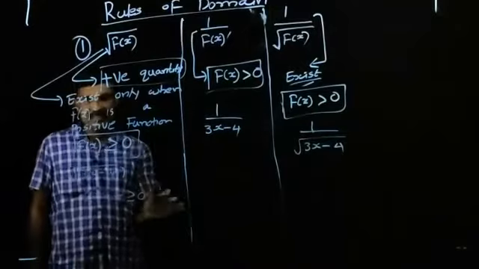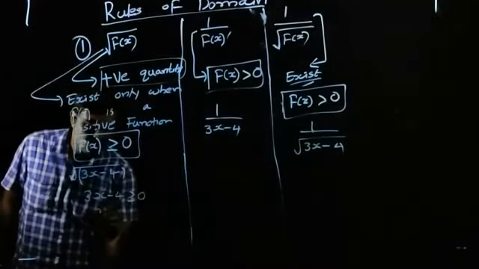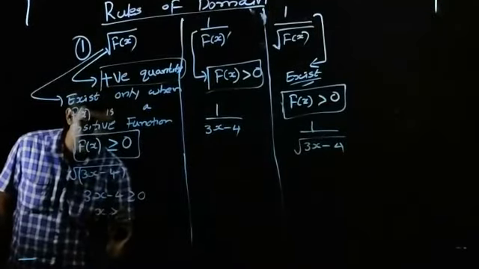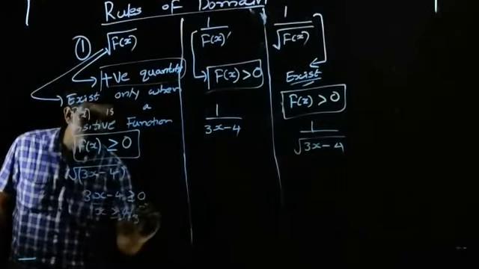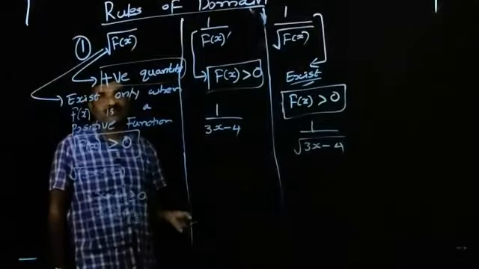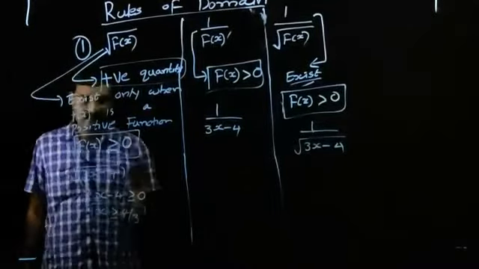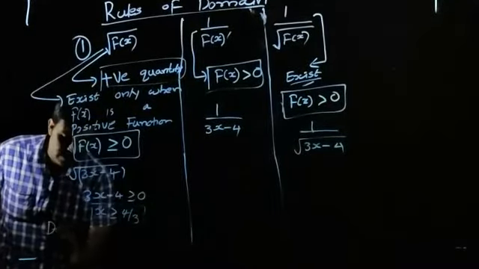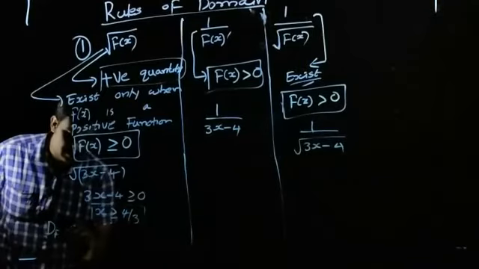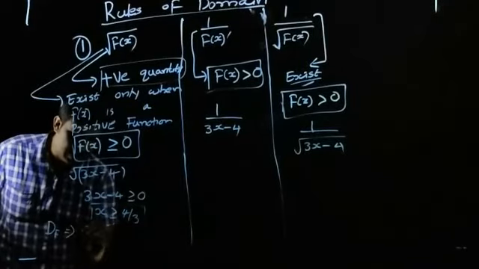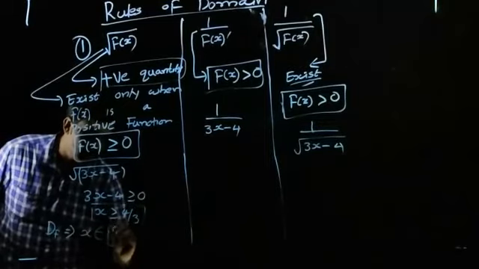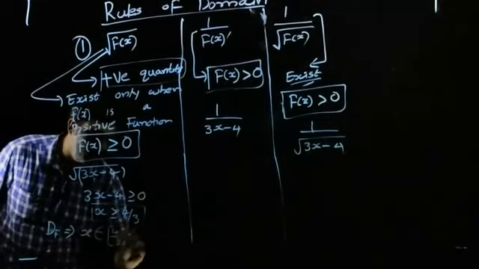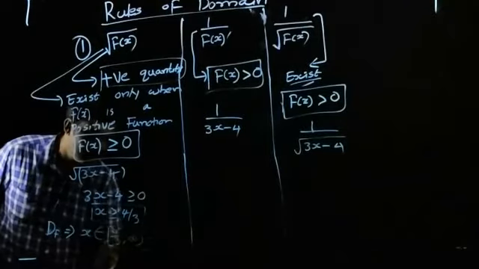Then only this function is existing. So solve this inequality. We will get x greater than or equal to 4 by 3. So for all the values x greater than or equal to 4 by 3, this function is defined. So we can say the domain of the function, means the value of x, x belongs to the closed interval 4 by 3 to infinity. So this is the domain.